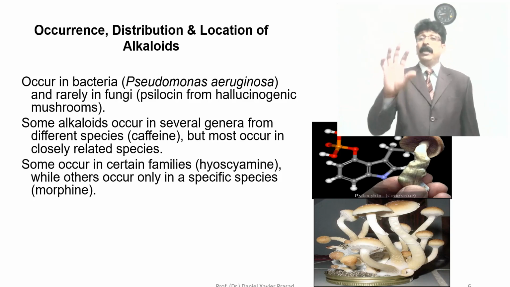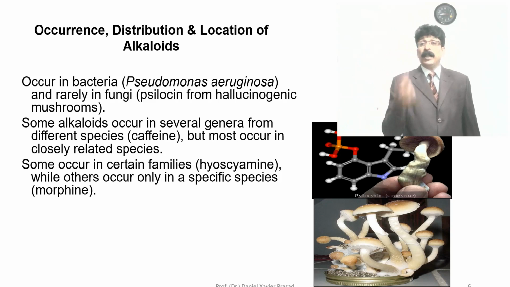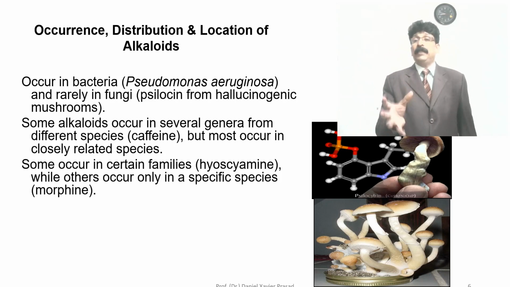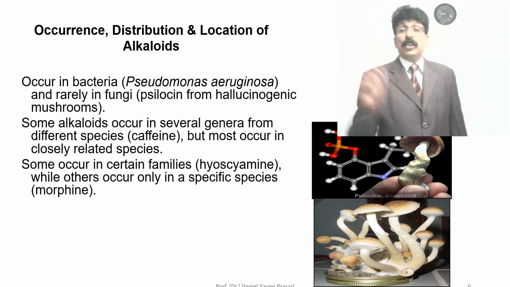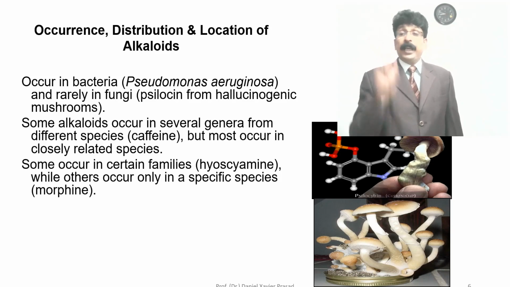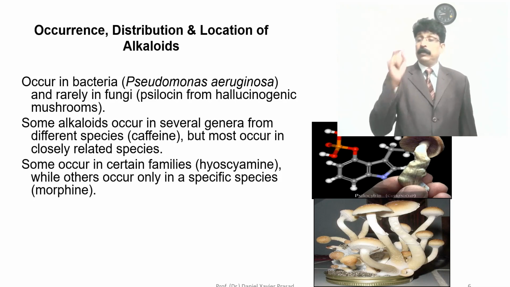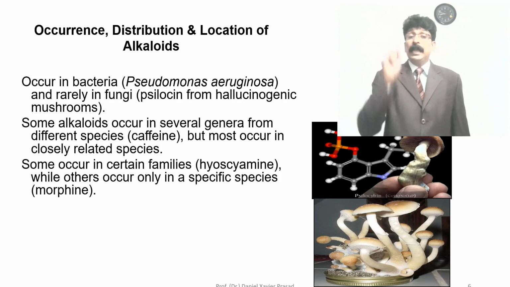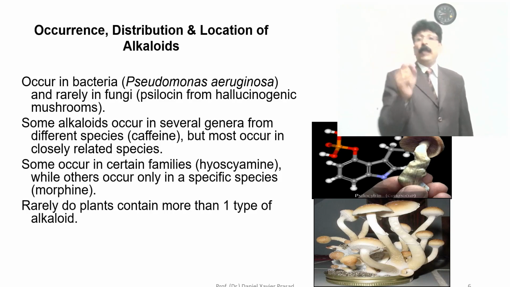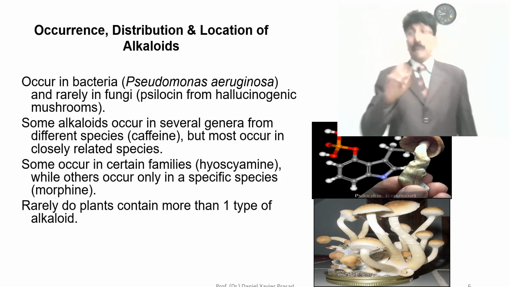They have L and D configuration, that you know very well. When a carbon atom has different atoms attached, it will have rotation of the plane of polarized light. So these two, hyoscyamine and atropine, should also be remembered by the students. They are present in Datura stramonium, belladonna and Datura metel; they all contain hyoscyamine, and they come under the Solanaceae family. But morphine is only in a specific species, Papaver somniferum. Rarely do plants contain more than one type of alkaloid; usually one type of alkaloid is present in one plant.